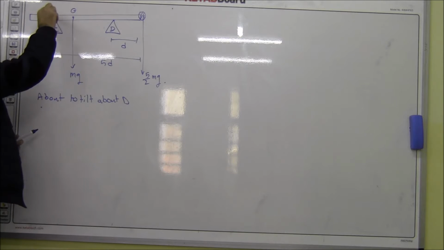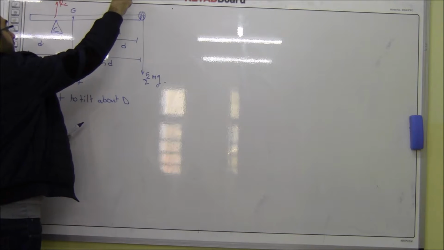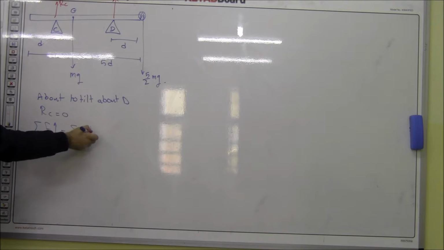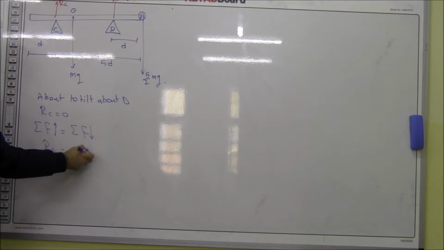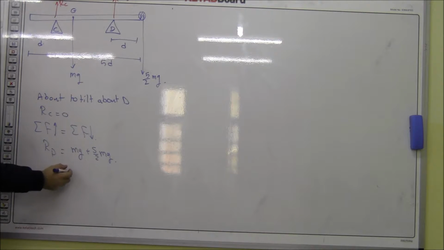So reaction at C is 0. Now here we have RC, here we have RD. If it's about to tilt about D, RC equals 0. Sum of forces up equals sum of forces down. Forces up are RD only. Forces down: mg plus 5 over 2 mg, 7 over 2 mg. This is RD.